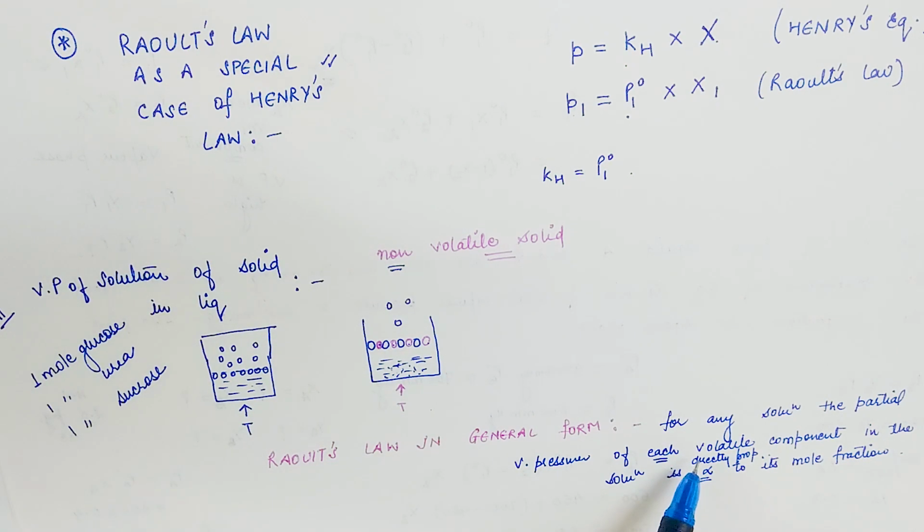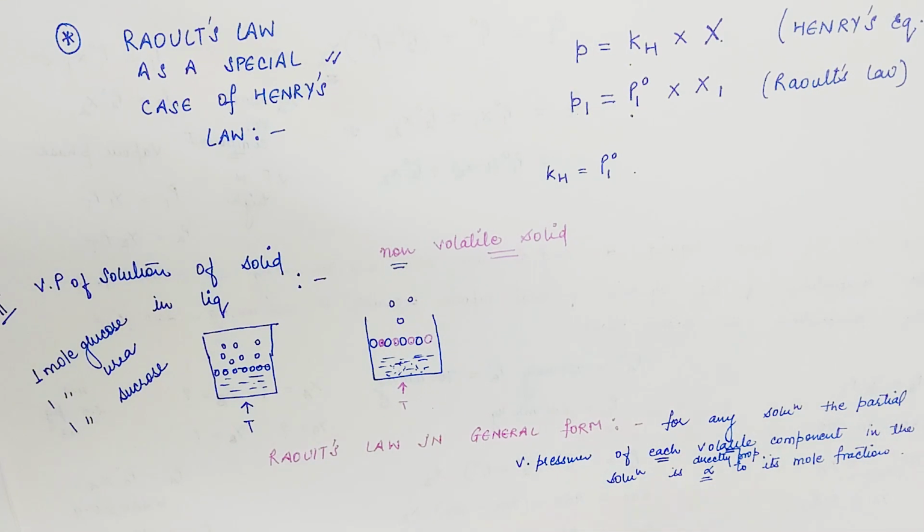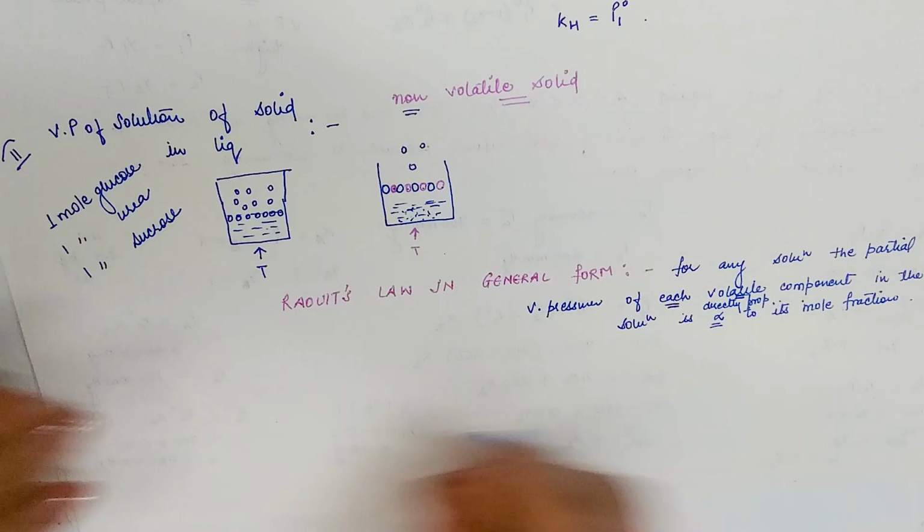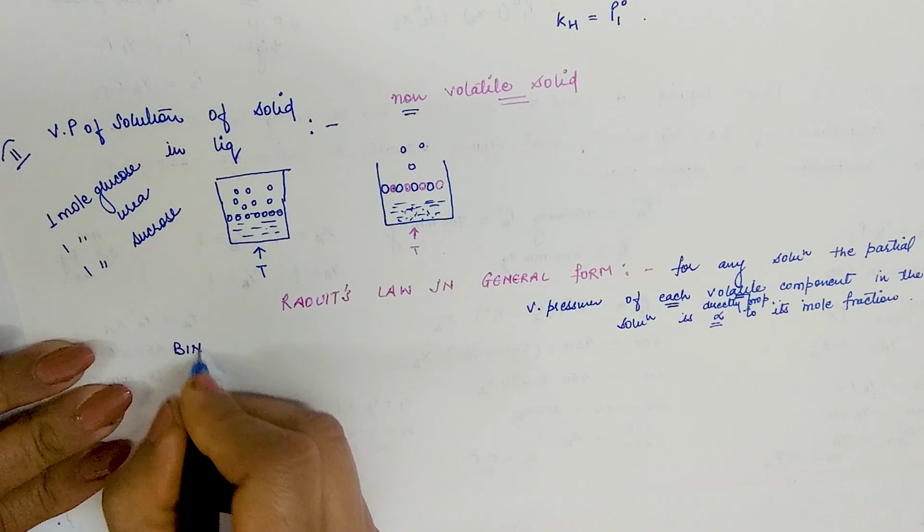In the previous section, because both the components were volatile, we wrote each component in the solution. Here we are writing each volatile component in the solution. So in the generalized form, each volatile component in the solution has a partial vapor pressure directly proportional to its mole fraction. Now we are dealing with the binary solution only.